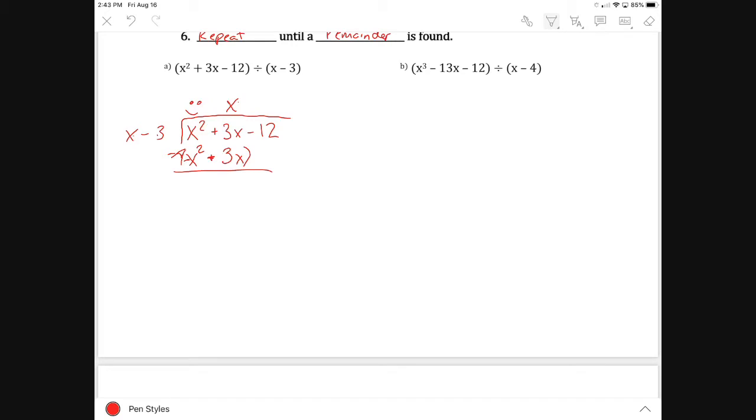So we get negative x squared. So that's going to cancel our x squareds. And then we got 3x plus 3x. So we end up with a 6x. Bring down our negative 12.